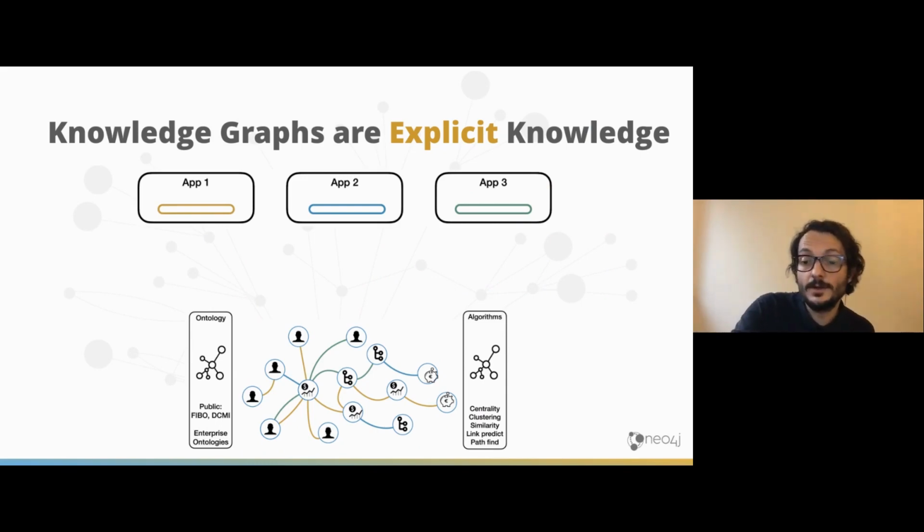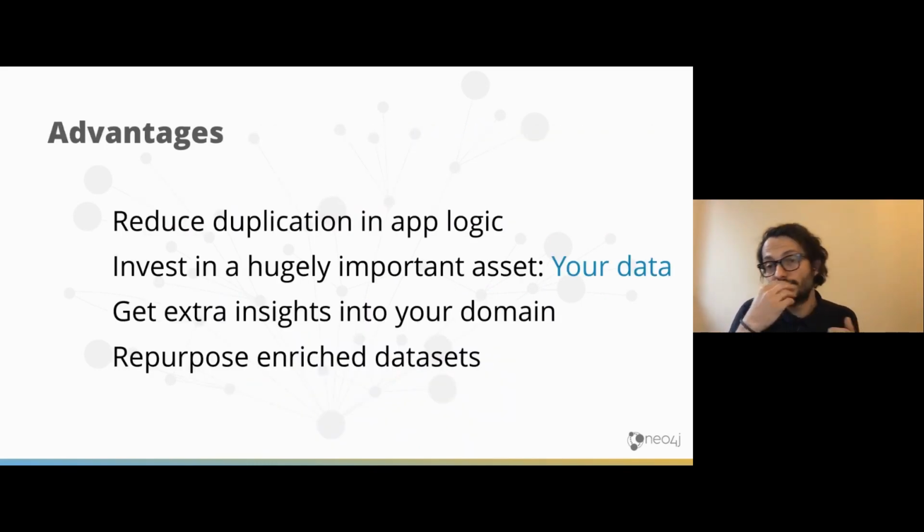You have a knowledge graph. So what are some consequences of that? Well, the obvious one, we've already seen that there's a reduction in the duplication of application logic, right? So instead of having every application replicating the same logic, now we have it in the graph, right? And there's advantages to that, because you can repurpose that data. Now it's much richer data. And keep in mind that you're investing in probably one of the most important assets, your data.